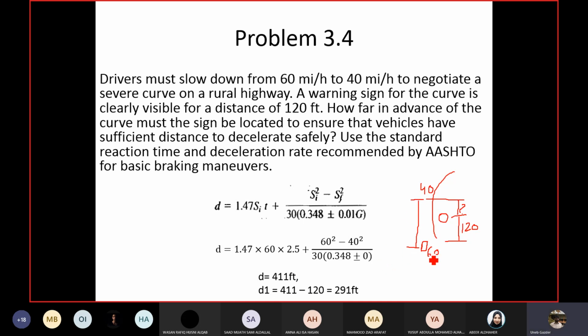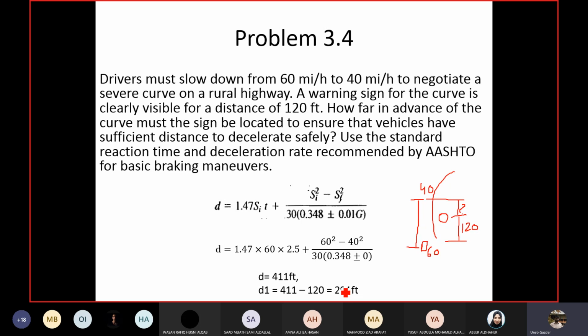At this point, his distance from the sign is already 120 feet. So whatever is the remaining distance will be the distance from the sign to the curve. So 120 feet is the distance between the driver and the sign, and the remaining is the distance between the sign and the curve.